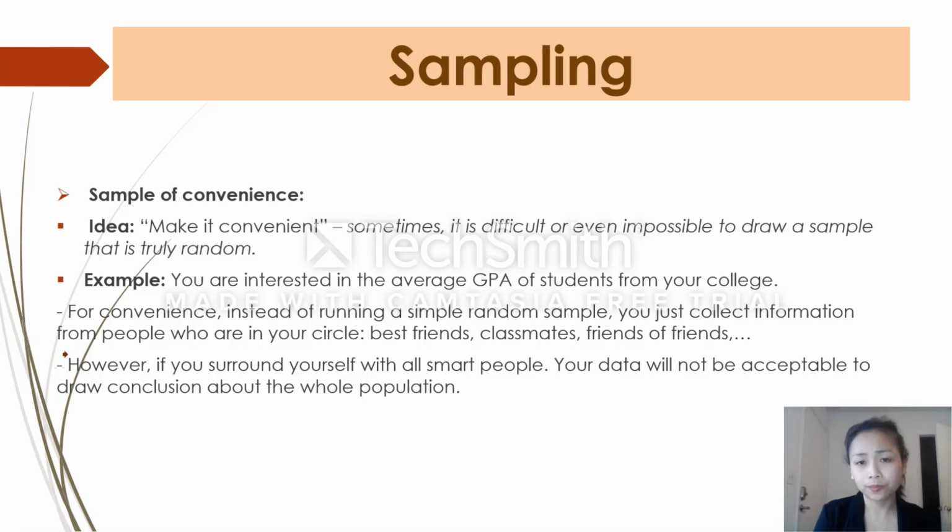However, there is an issue. Suppose you surround yourself with only smart people because, for example, if you are smart, you just make friends with only smart people. Then when you go and collect the data, the group of people, like 100 people, inevitably you collect a sample of all smart people. Like the GPA, it might be the case that all of your friends have high GPA. So in this case, your sample cannot be the best representation for the whole population.